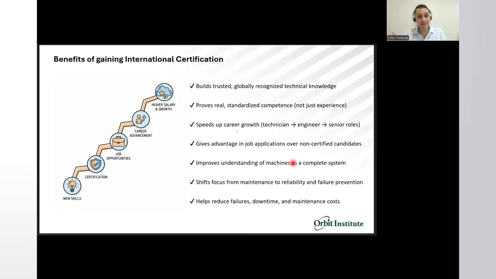So just imagine that your dream job has an opening and you are doing an interview, and you have other candidates that are certified, for example, as machinery lubrication analyst or engineer, and you want to chase this opportunity, but you still don't have an internationally recognized certification. It could be a great help in this situation. So gaining an international certification is beneficial. Yes, I can say that from my personal experience.